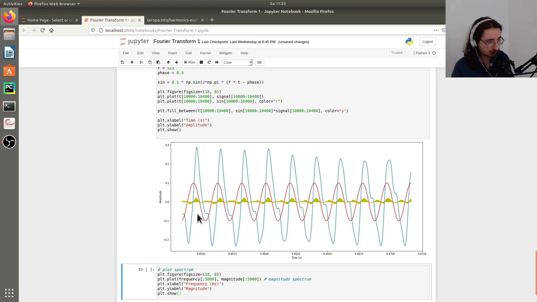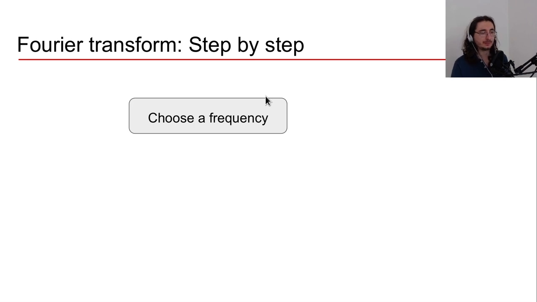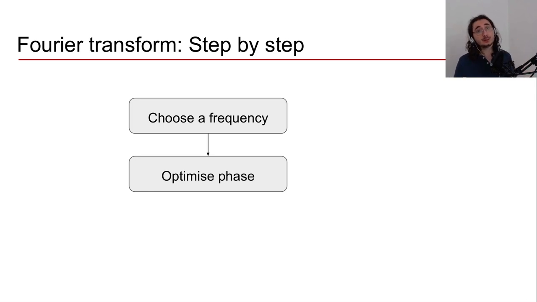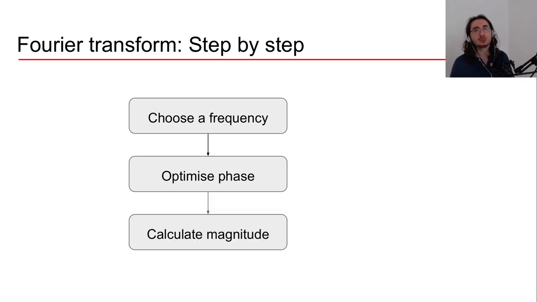And it's just as simple as doing a bunch of things. So we choose a frequency first, and then we create a sine wave out of that frequency. The next step is we want to optimize for the phase so that we know that we've chosen the phase that gives the maximum similarity, so the maximum area possible. And finally, we calculate the magnitude.